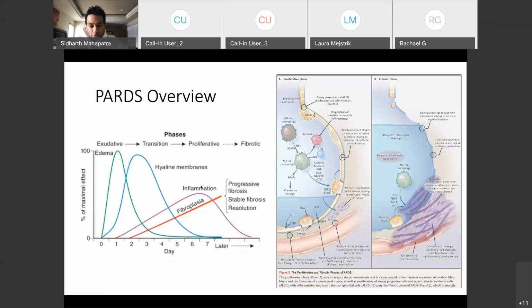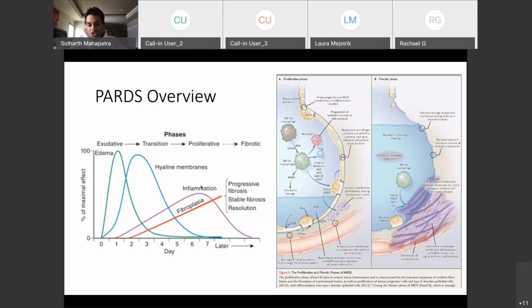So, PARDS overview. Pediatric acute respiratory distress really takes a long time to go through its entire cycle, right? The initial phase, the edematous exudative phase, can take on the order of 48 to 72 hours. But then there's a transition as the lung goes through inflammation, and then as it sets down hyaline membranes, as the inflammation subsides and it begins to put down fibrotic tissue. This can take upwards of several weeks.